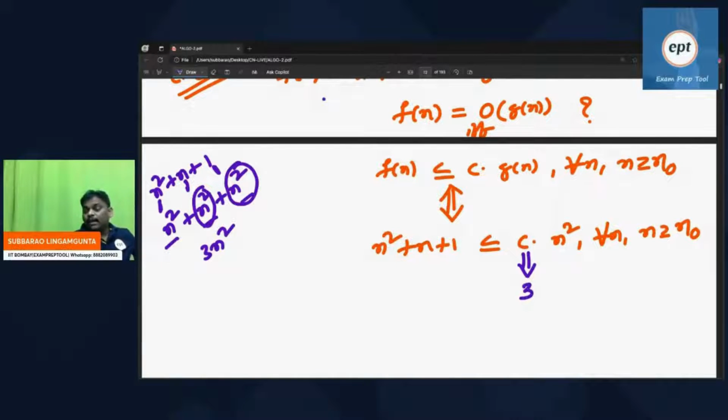C is saying that I can help you by a constant factor. C is saying that I am a constant; if you need constant help, I can help you. So left side is n square plus n plus 1, right side is 3n square. So right side is bigger. So C says that at any point of time, if you want constant help, I am going to help you.